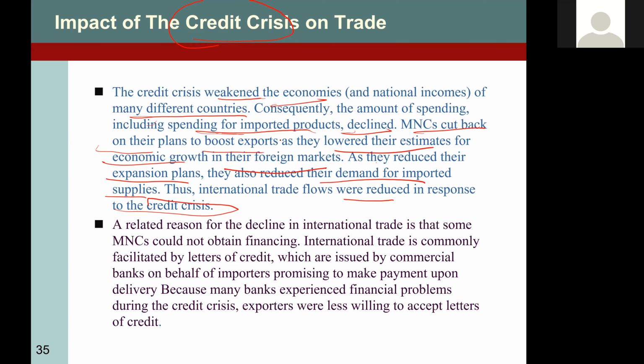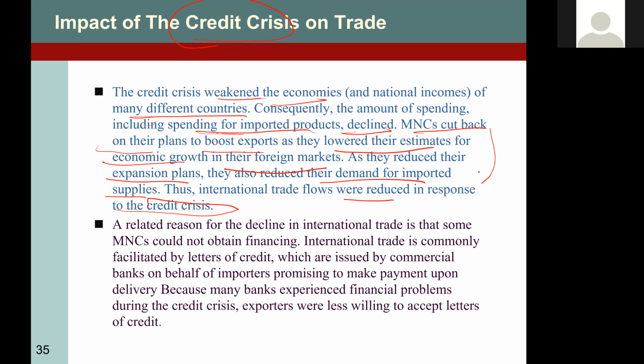So MNCs cut back on their plans to boost exports, right? As they lower their estimates for the economic growth in the foreign market. So as a result of their expansion plan, they also reduce the demand for imported goods, right? So in this case, the international flow of funds starts reducing.